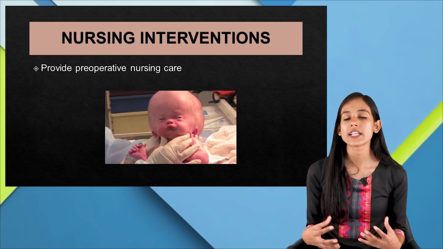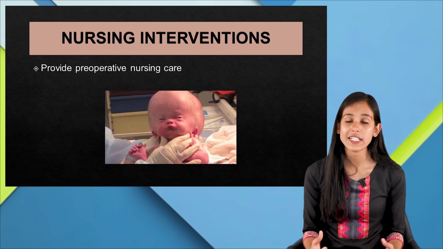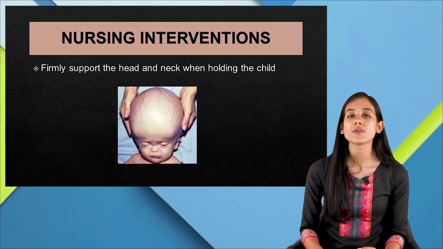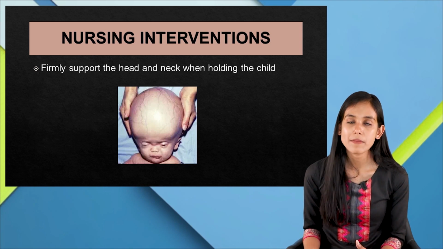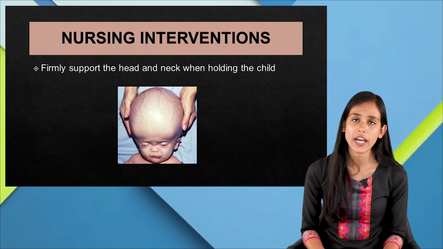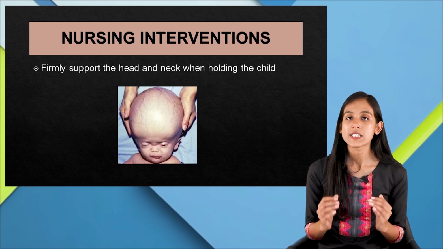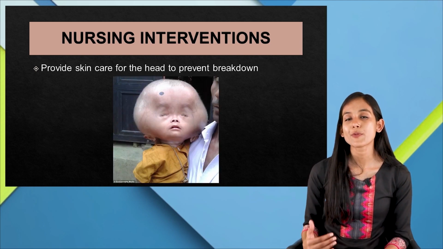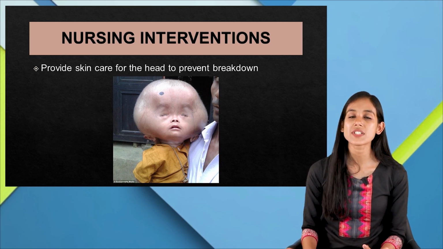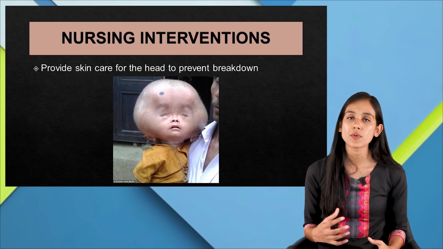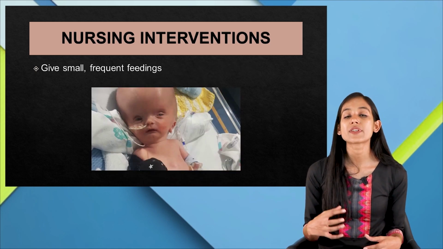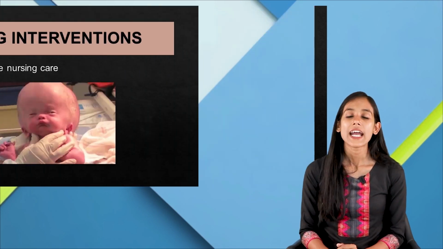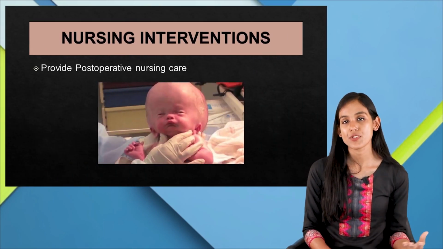So mostly if the child has hydrocephalus, in that case they would have a high-pitched cry. And you have to educate the family members, and also whenever you hold the child, you have to very firmly support the head and the neck. Then you also have to provide skin care to maintain the skin integrity, so that there is no breakdown of the skin, and you have to give small and frequent diet to prevent vomiting. And you also have to provide the post-operative nursing care.